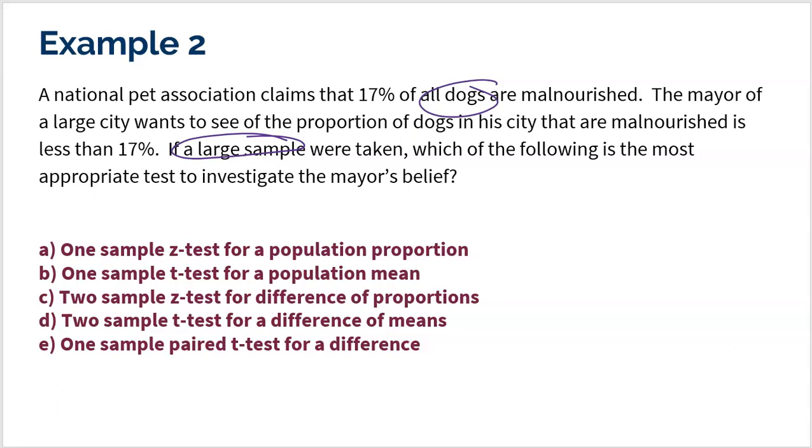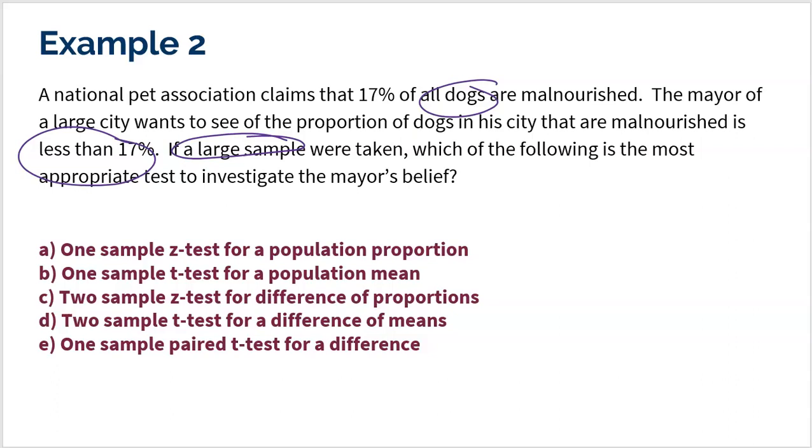Now, it never asks for an interval. In fact, they want me to investigate his claim. He's claiming that the proportion is less than 17% in his city, so he wants to try to prove that. The only way you could prove a claim is true is with a test. So this is clearly a test, and even all the options are tests as well.